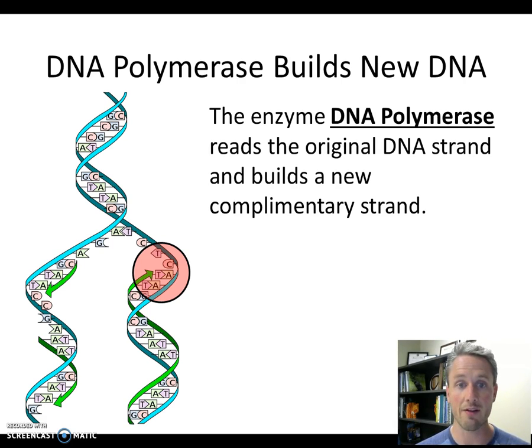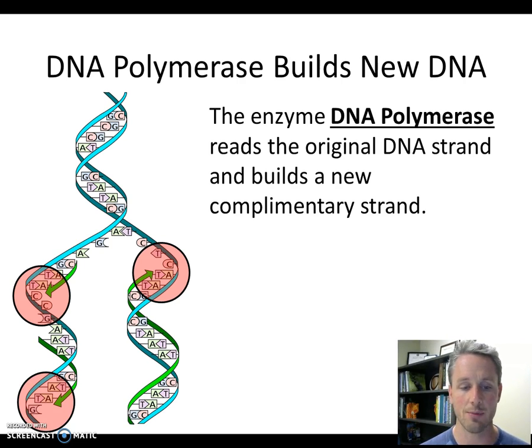So if we look at the left-hand side of this unzipped DNA molecule, we would find DNA polymerase right there, adding some new nucleotides to the new strand. And there would be another DNA polymerase molecule right there, adding new nucleotides to that growing DNA strand. All right? So through the action of those two enzymes, helicase and DNA polymerase, we can separate our two strands of DNA and then build new copies.